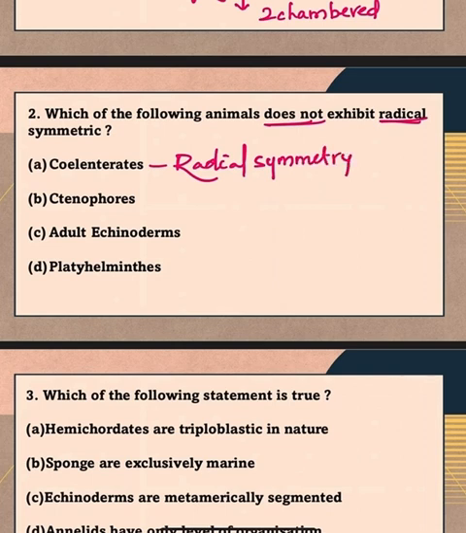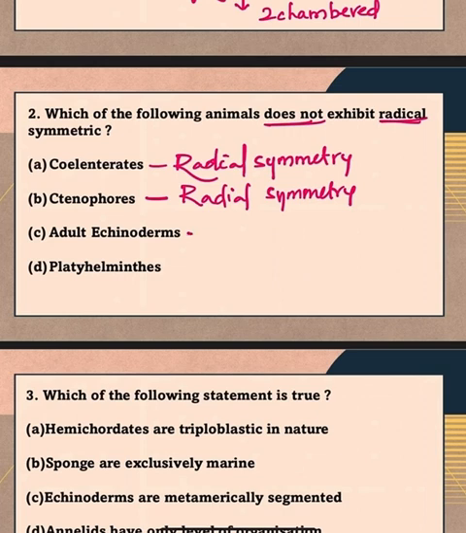What is meant by radial symmetry, children? If you cut an animal through the central axis at any angle, at any plane, into 2 equal halves, that indicates radial symmetry. So the coelenterates will exhibit radial symmetry. Ctenophores exhibit radial symmetry.